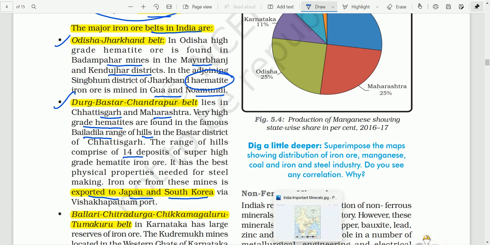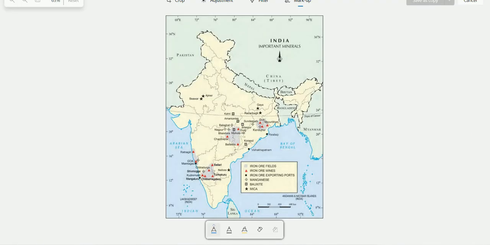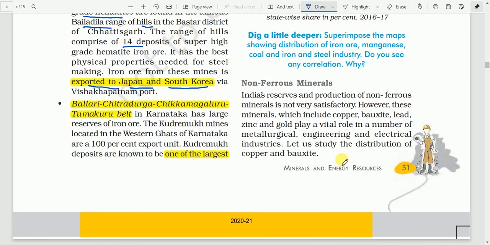Okay, so Durg Bastar Chandrapur belt is here, just here, this area. Okay, and so that is the belt. Next we have the Bellary, Chitradurga, Sikkamalaguru, Tumakuru belt in Karnataka, which has large reserves of iron ore.